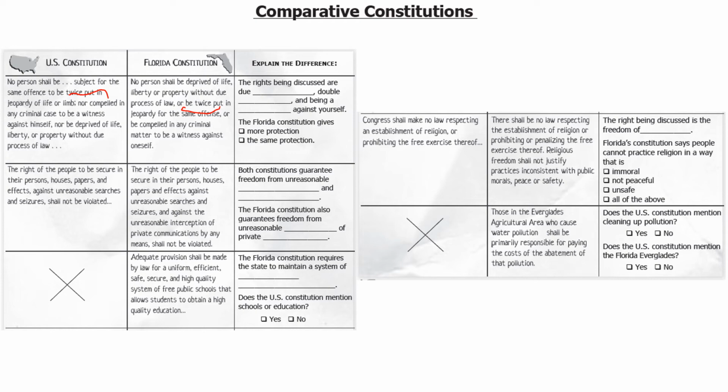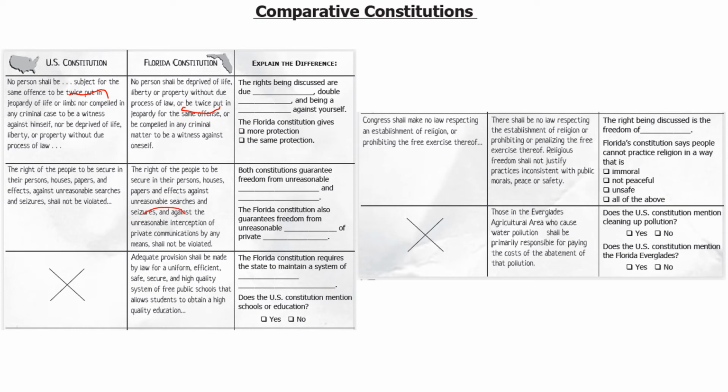Back to the U.S. Constitution: the right of the people to be secure in their persons, houses, papers, and effects against unreasonable searches and seizures shall not be violated. Florida says the right of the people to be secure in their persons, houses, papers, and effects against unreasonable searches and seizures and against the unreasonable interception of private communication shall not be violated. So we're talking about unreasonable blank and blank. This would be the Fourth Amendment to the United States Constitution. The Florida Constitution also guarantees people from unreasonable blank of private blank.